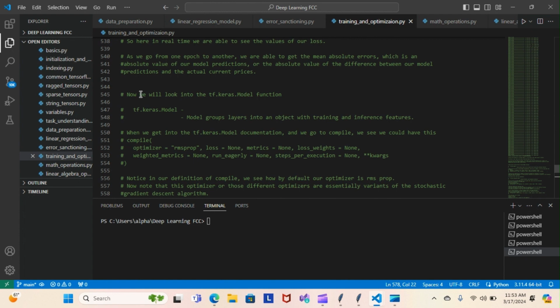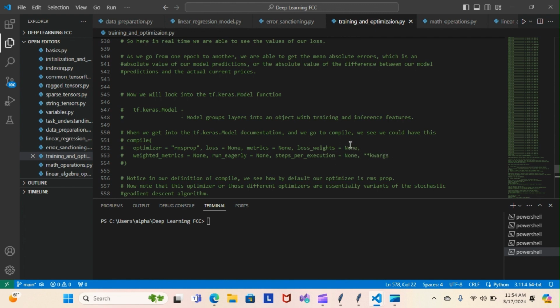So now we will look into the tf.keras.Model function, and what this function does is it groups layers into an object with training and inference features. When we get into the tf.keras.Model documentation, when we go to compile, we see we could have this. This is just an example of what we can run. We have a compile. Inside the compile, we have optimizer equals RMSprop, loss equals None, metrics equals None, loss_weights equals None, weighted_metrics equals None, run_eagerly equals None, steps_per_execution equals None, and then we have the kwargs.